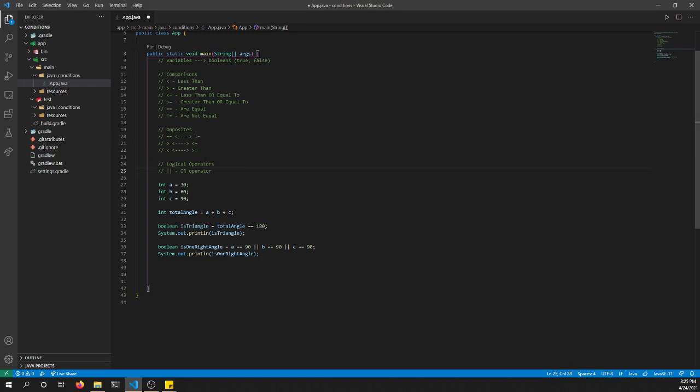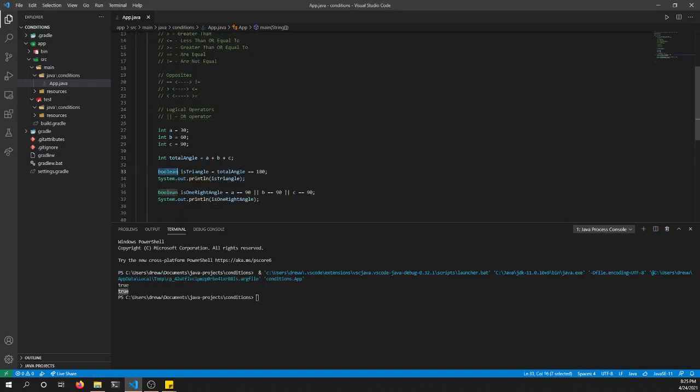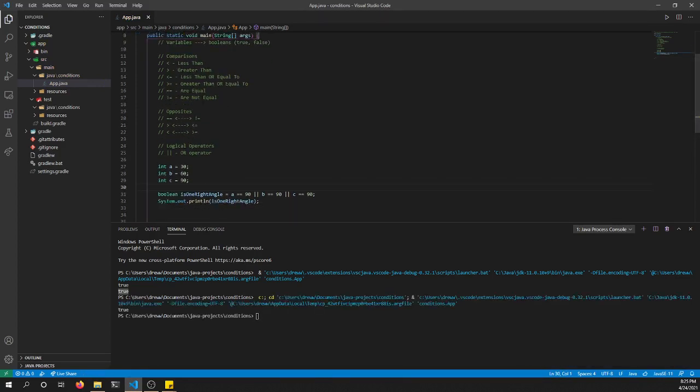And so if I run this code, let's see what happens. It prints true. Okay, I'm going to remove our isTriangle for a minute just so that we can read it more easily. And we do see true. What the OR operator does is it says, I'm going to look at every condition, and if one of them is true, the whole thing will be true.